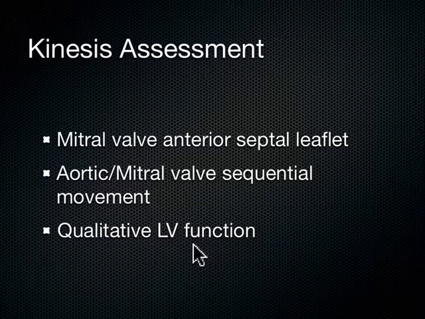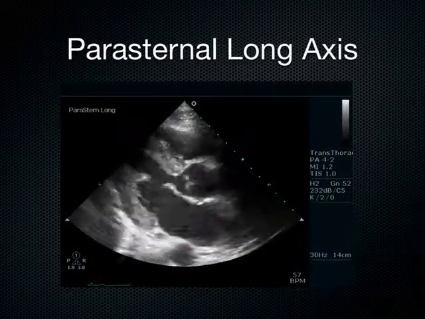I'm going to look at the anterior septal leaf of the mitral valve, and how well that comes up and smacks into the septum of the heart. I'm also going to look at the sequentiality of the aortic valve and the mitral valve, how well they work together, and I'm going to look at the LV and how much squeeze is going on in the LV. Okay, so here's how I do this.